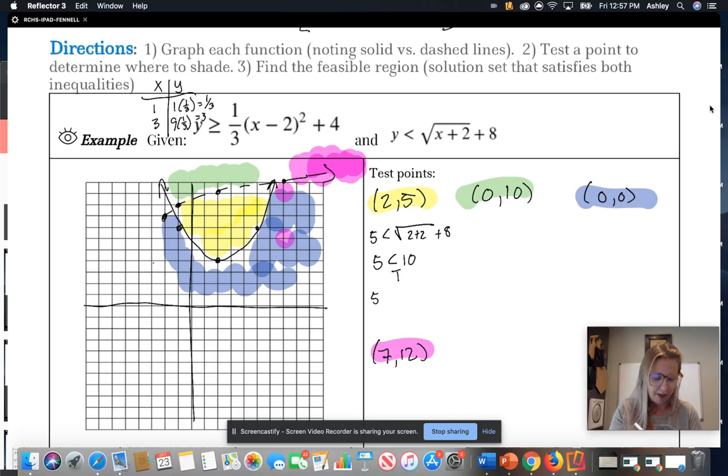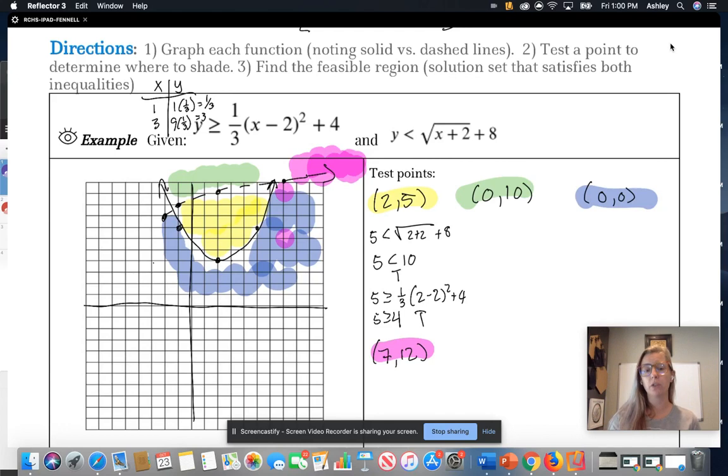So if I plug in 5 for my y value in the quadratic, y is greater than or equal to 1/3 of (x minus 2) squared plus 4. With x equal to 2, 0 squared is still 0, 1/3 of 0 is still 0. 5 is greater than or equal to 4. That's looking to be true as well. All right, so once we have a value that's true for both of them, that should be our feasible region.